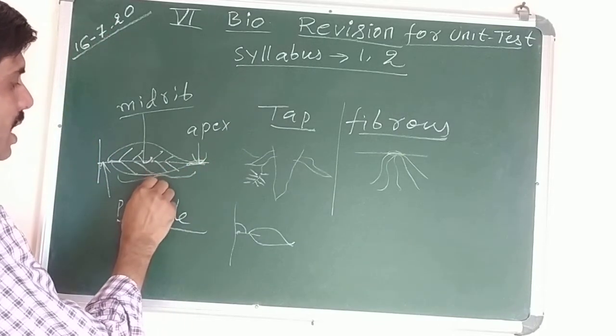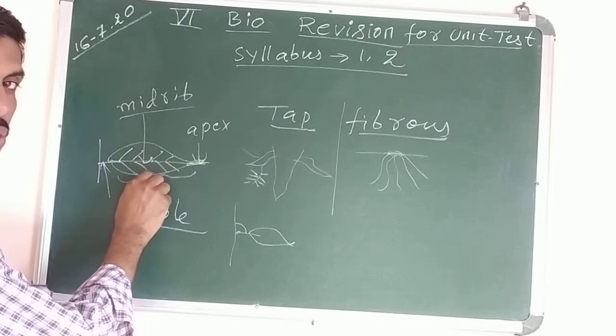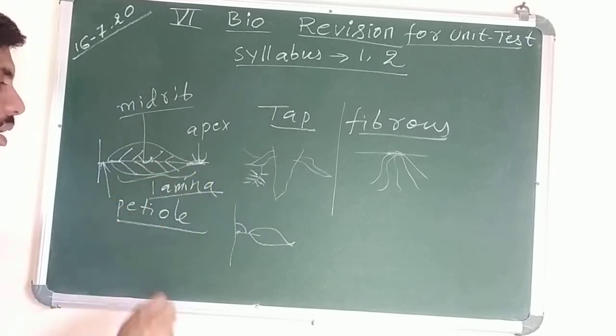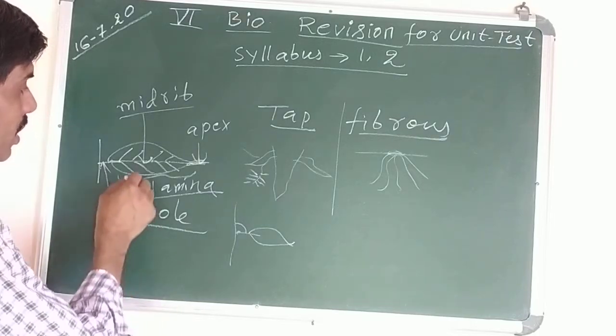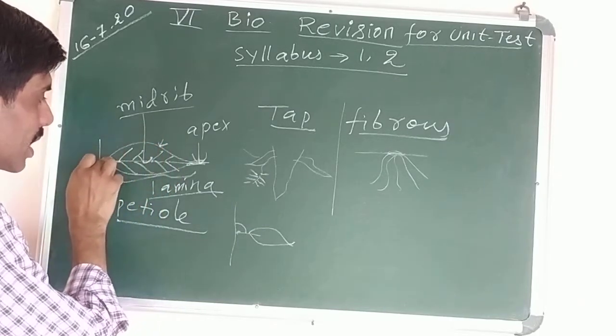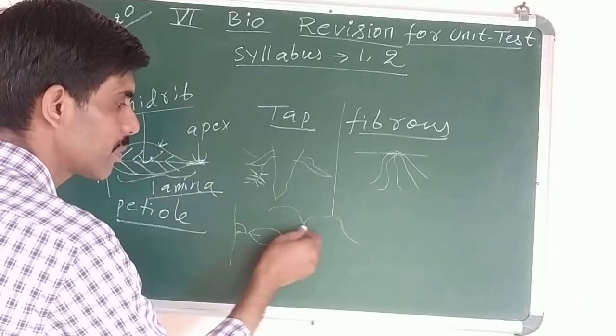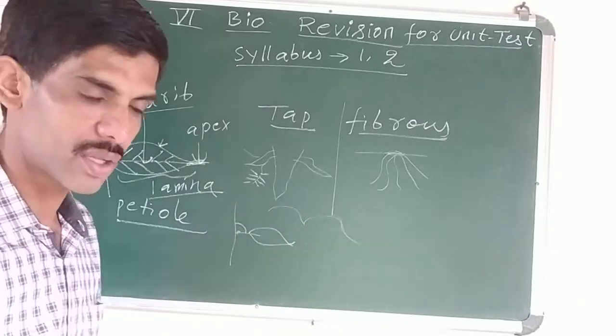This one is known as the leaf blade, also known as lamina. And this one is called the margin of the leaf. Here it is smooth. In some leaves it may be like this also. The leaves may not be straight, and the margin is not clear.